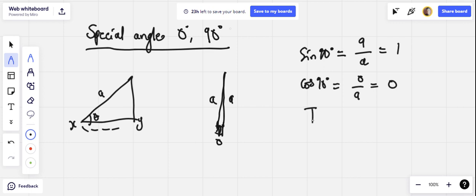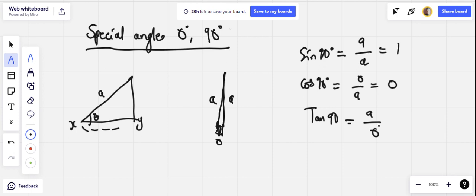And then tan 90, tan is opposite over adjacent. So with respect to one of these 90 degrees, opposite is A, while adjacent will be 0.